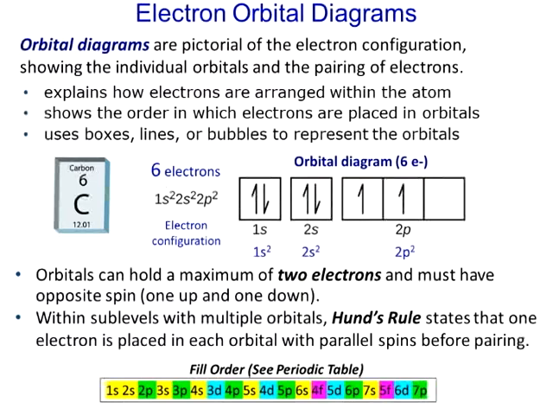So, an S orbital will be either one line or one box. Regardless of 1, 2, 3, 4, 5, 6, 7 S, an S is always one box. A P will be 3 boxes, 3 lines, 3 ovals. A D will be 5 boxes, 5 lines, or 5 ovals. And F will be 7 of those.